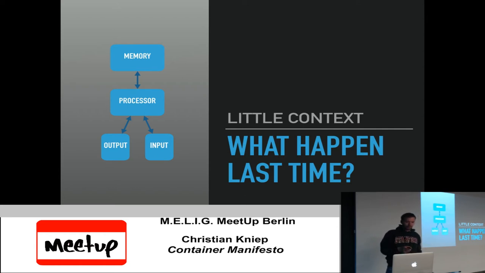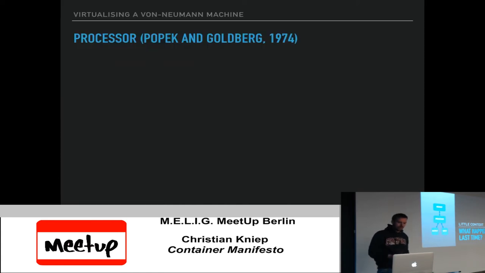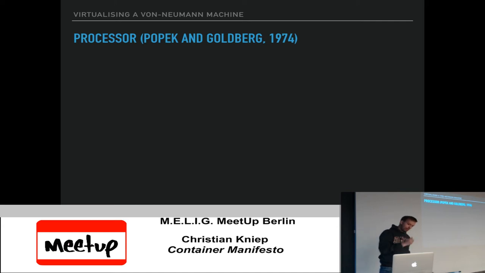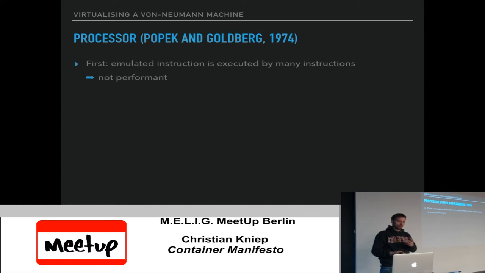And who knows what the left hand presents? Memory, processor, output, input? A von Neumann machine, right. So this is like the concept of computers. And in 1974, two guys presented a paper on how to virtualize a von Neumann machine. And the first thing they looked at were the three concepts, like processor, memory, and I/O. And they talked about what you have to do in order to do this.